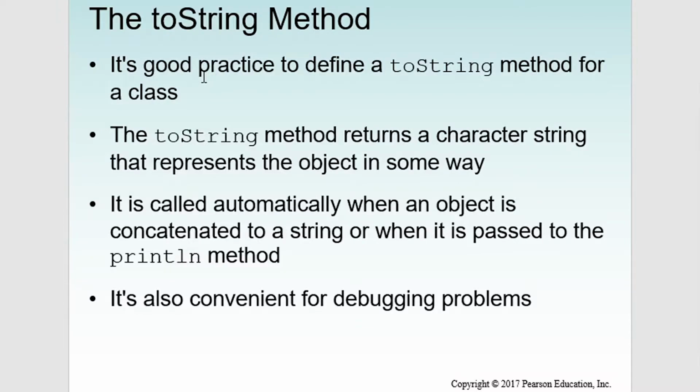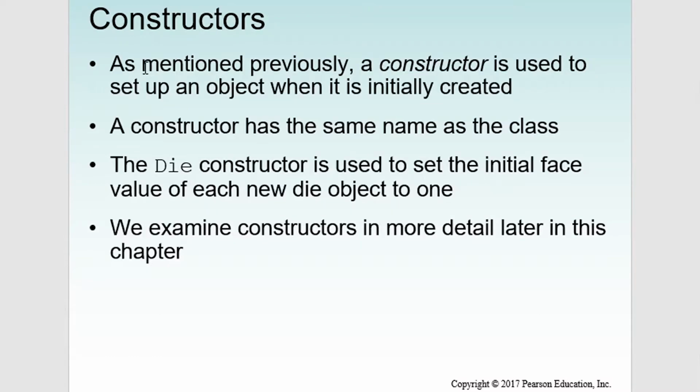It is good practice to define the toString method for a class. The toString method returns a character string that represents the object in some way. It is called automatically when an object is concatenated to a string or when it is passed to the println method. It's also convenient for debugging problems. Constructors. As mentioned previously, a constructor is used to set up an object when it is initially created.